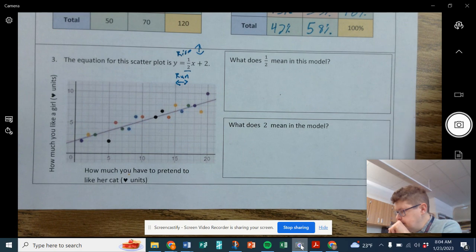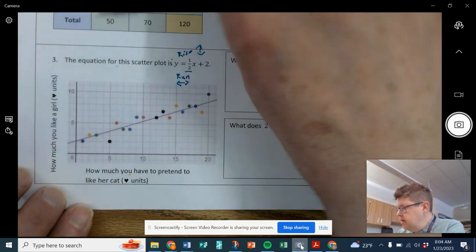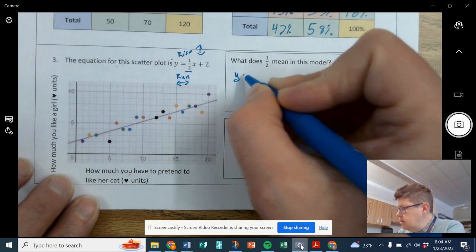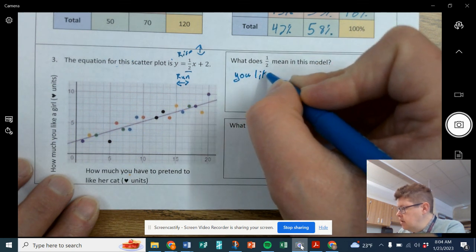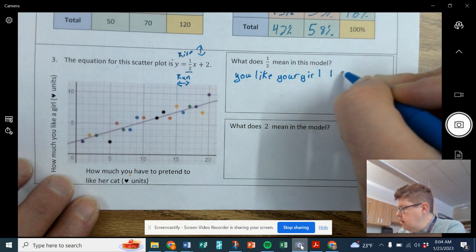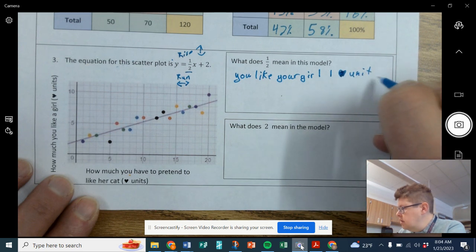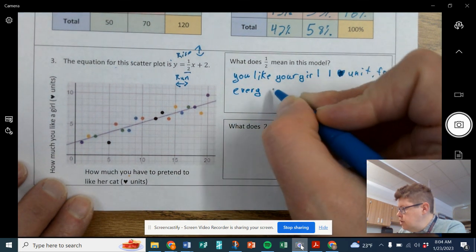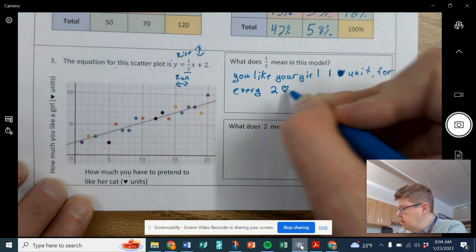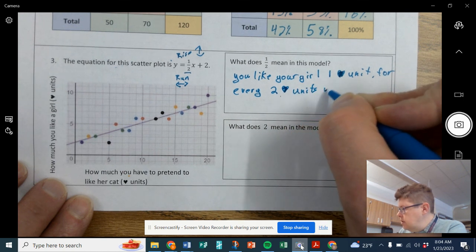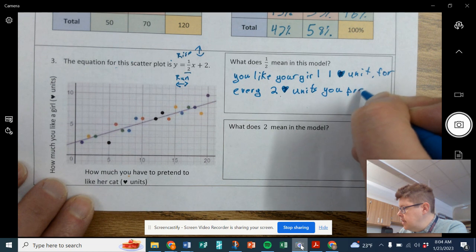So the 1 means you like your girl 1 heart unit for every 2 heart units you pretend to like her cat.